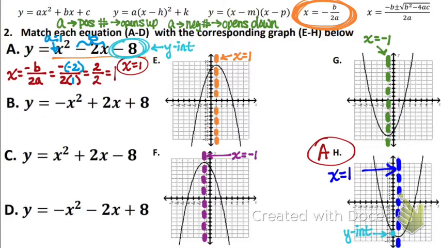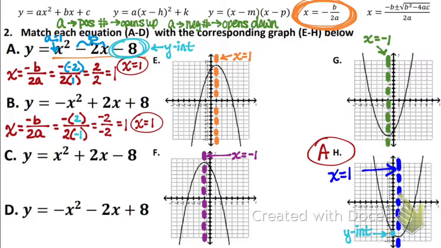Let's do axis of symmetry on B. X equals -b over 2a. What is our B value here? 2. Let me see if I can get this one right. What is our A value? -1. So I have -2 over -2. What's -2 divided by -2? 1. This one has the exact same axis of symmetry.